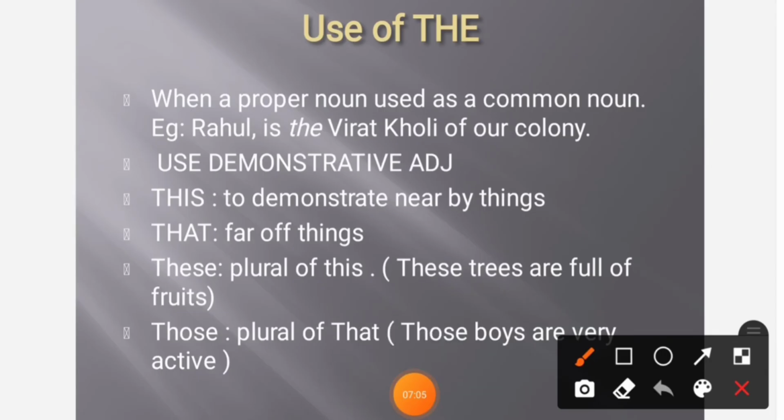The next use of 'the' is that sometimes it can be used before a proper noun also. In what kind of cases? When the proper noun is used as a common name. For example, Rahul is the Virat Kohli of our colony. Here the word Virat Kohli is used in the sense of a common noun, and Rahul is still a proper noun. In that kind of case, we are calling Rahul the Virat Kohli of the colony, so it is mentioned: Rahul is the Virat Kohli of the colony.